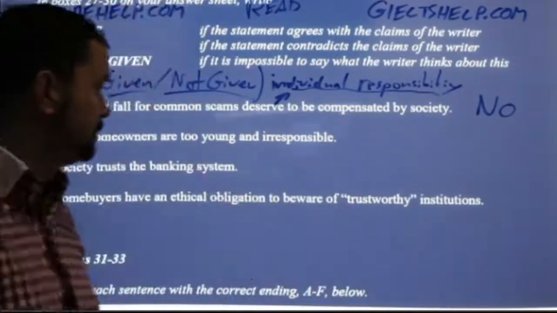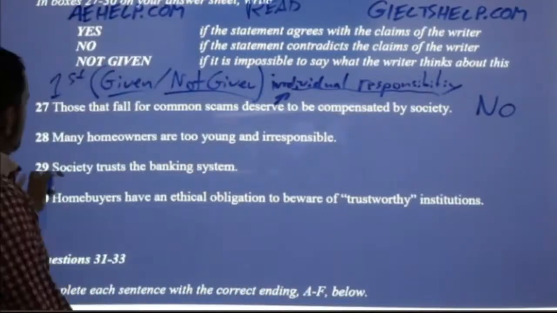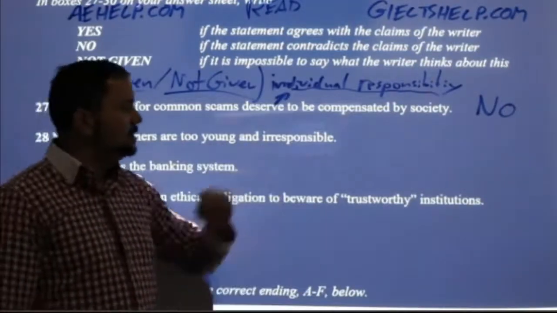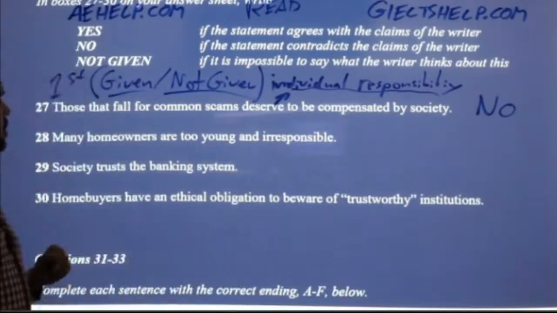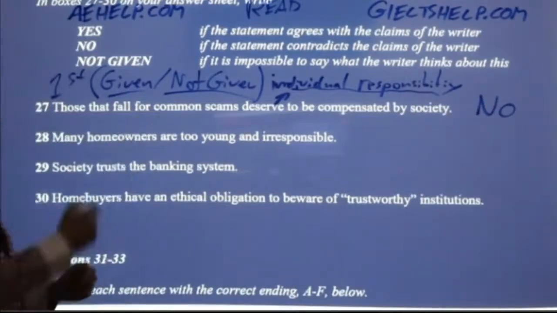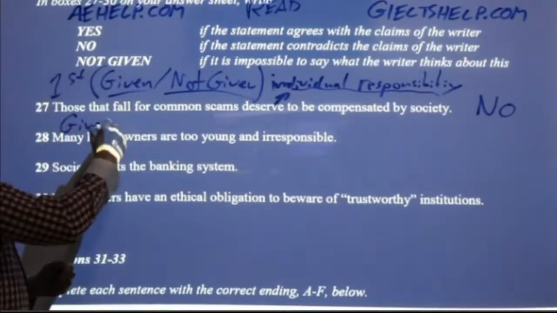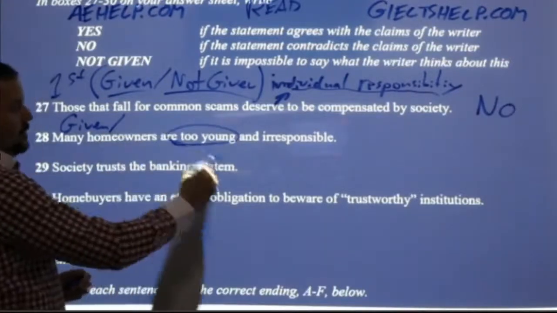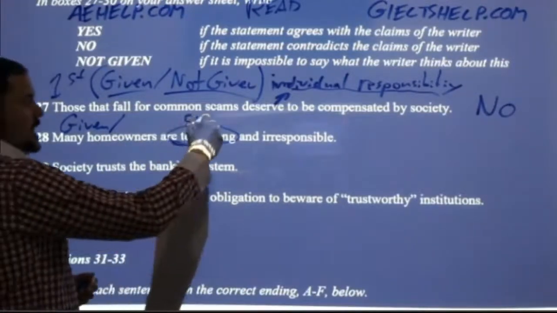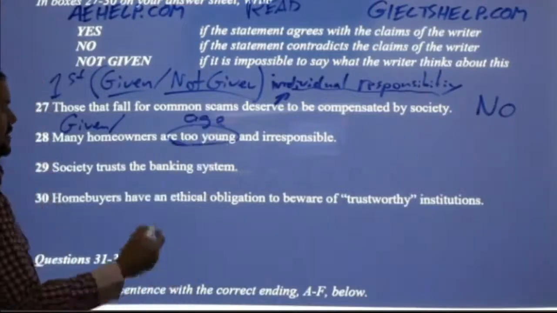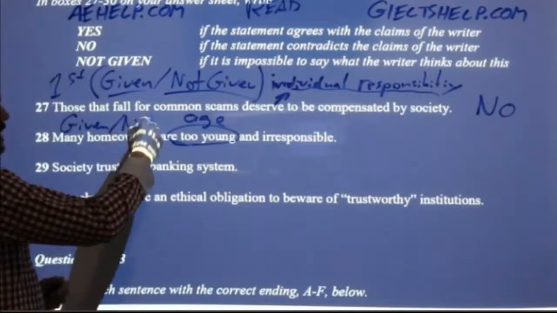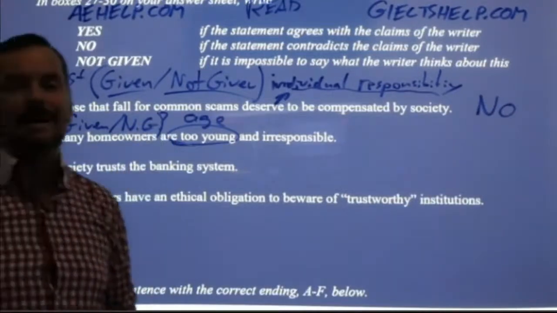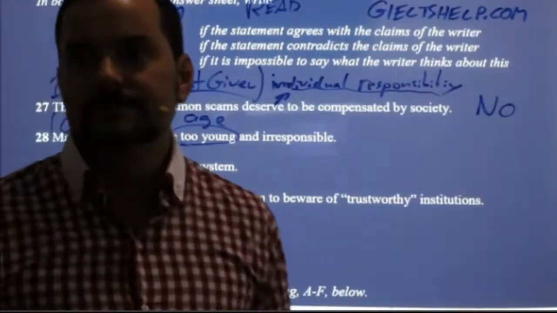Okay. All right. Number 28, many homeowners are too young and irresponsible. So again, I want to figure out given or not given. So is it important to know the age? So the focus is too young, so it's the age of people who buy the home, given or not given. Is it important to know the age of the people who are buying their house?